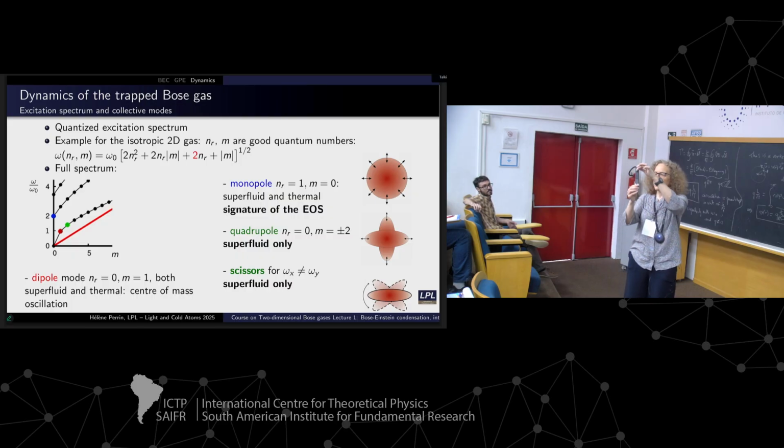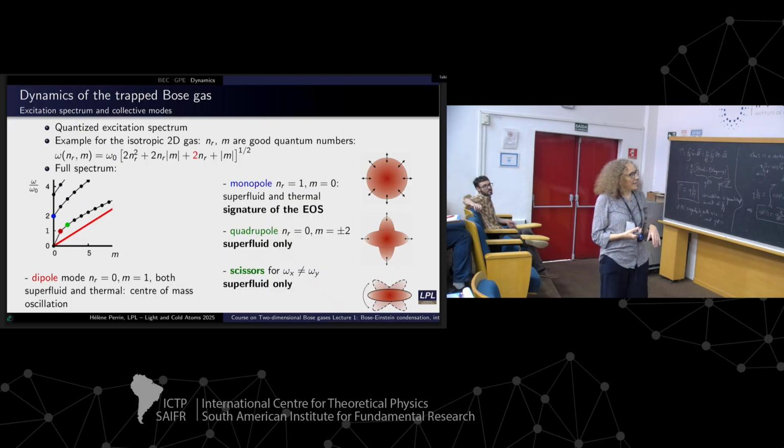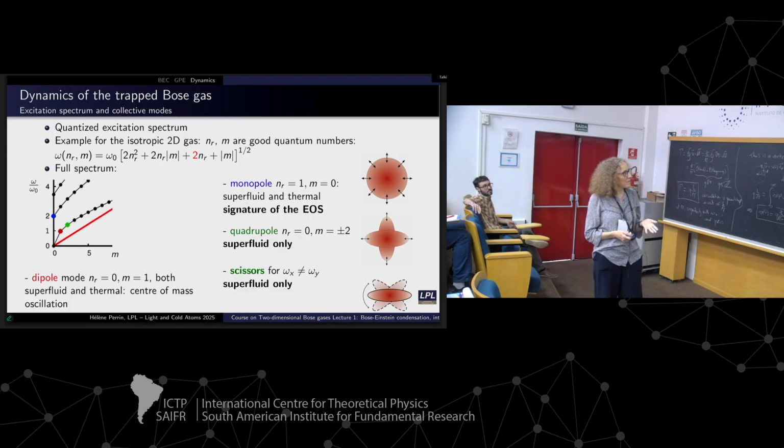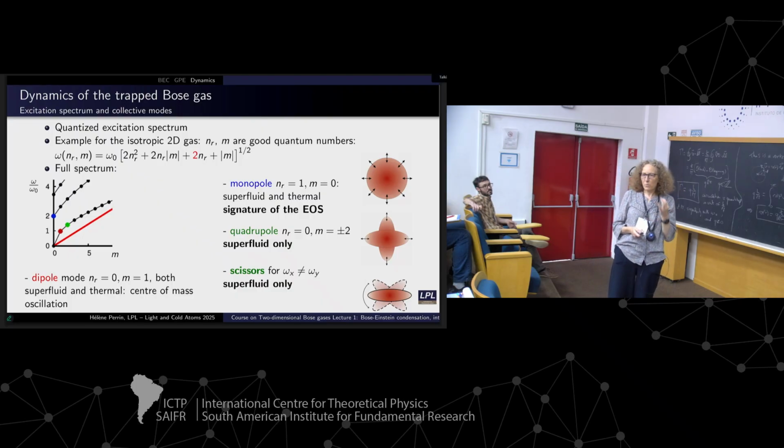So the scissors mode is when I have the main axis of my trap like that, for example, I tilt the cloud, and then I will have this kind of oscillation, like a scissors. That's why it's called a scissors mode. This oscillation is also present in the nuclei of atoms. And this one also is there only for superfluids. So it has been used to probe the superfluid nature of Bose-Einstein condensates. It's related to the quadrupole, so that's why I've taken the same color. This scissors mode, when you go back to some isotropic cloud, connects to one of the quadrupole modes.